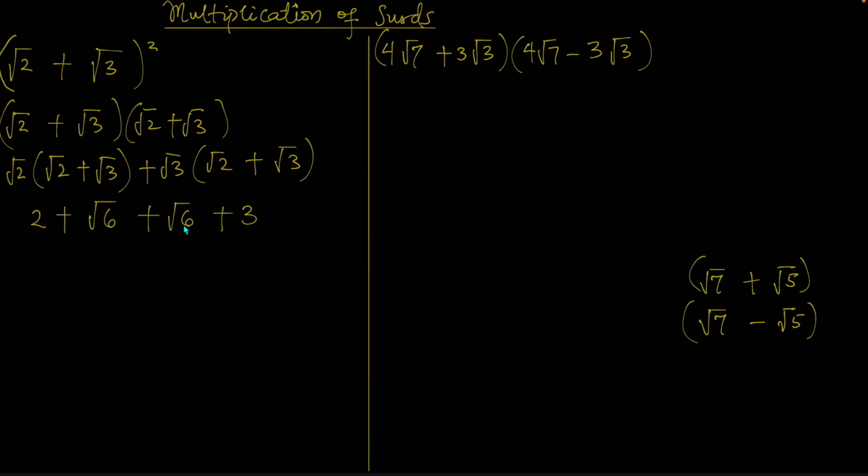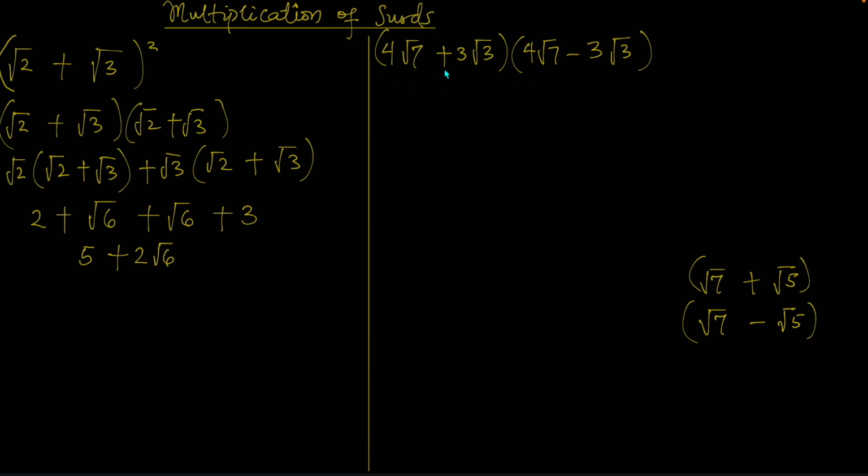Now we have to add the similar Surds, which are root 6 and root 6, to give you 2 root 6. Then 2 plus 3 is 5. Moving forward to the other one.